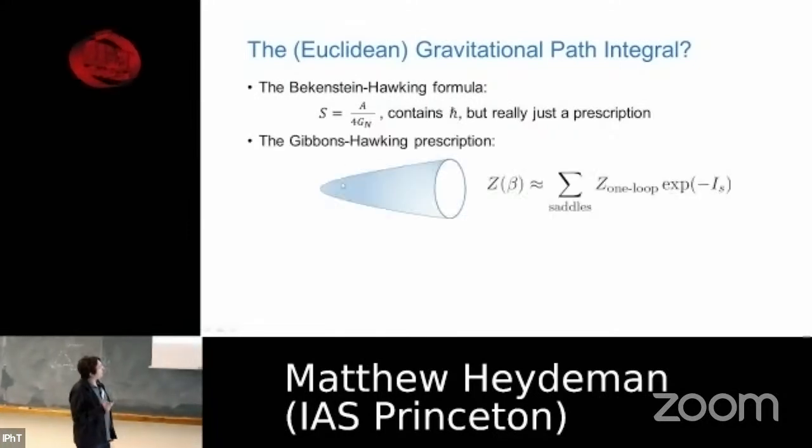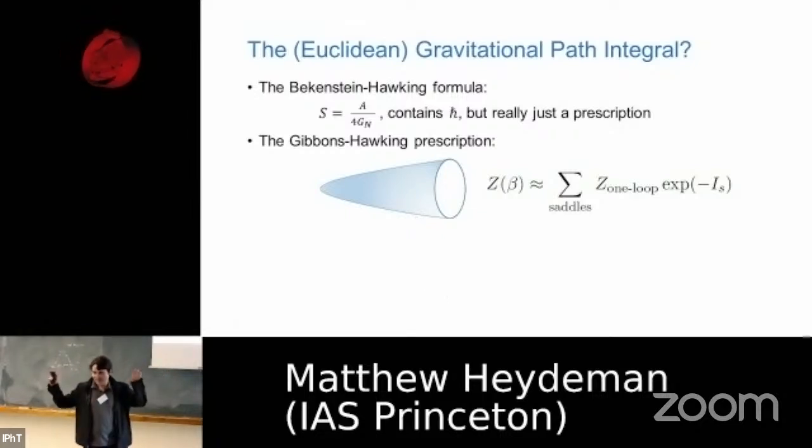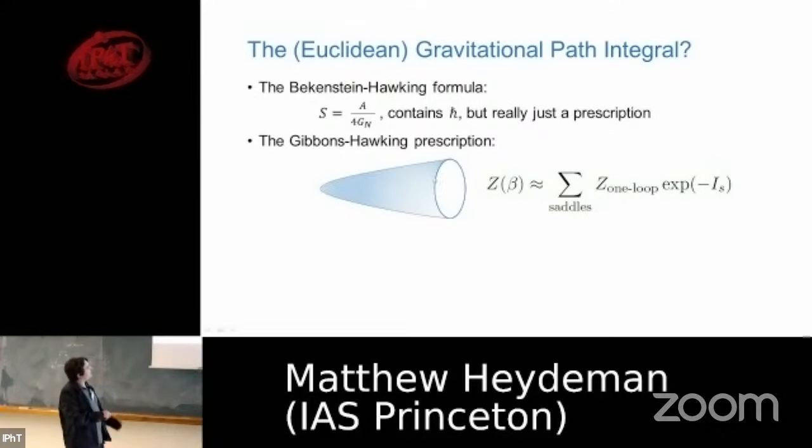We can do a little bit better if we do something like the Gibbons-Hawking prescription, where we have in mind a path integral approach where we fix some boundary conditions on the geometry and declare that we somehow integrate over all manifolds, or all metrics, that satisfy the boundary conditions, weighted by their classical action. We compute Z of beta, and then use this to extract thermodynamic quantities.